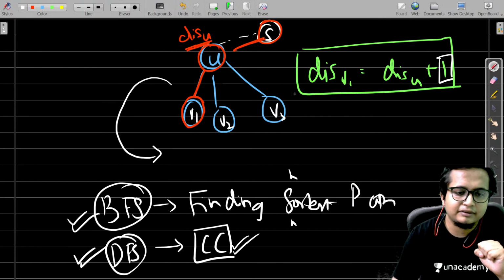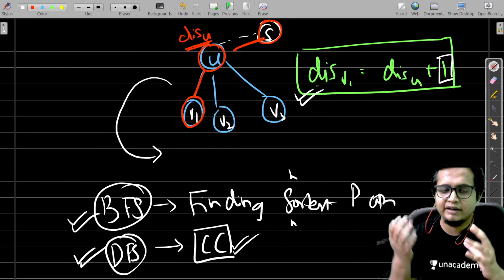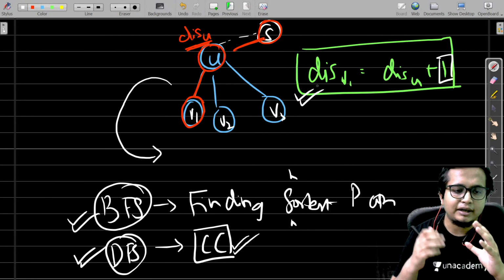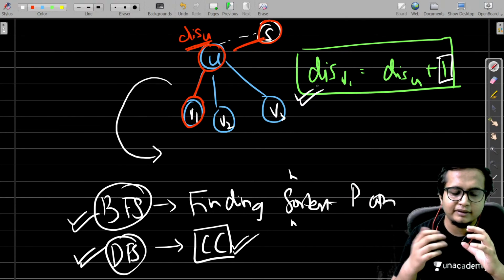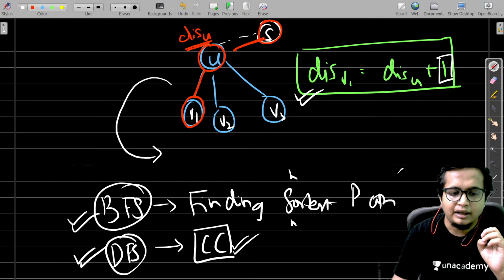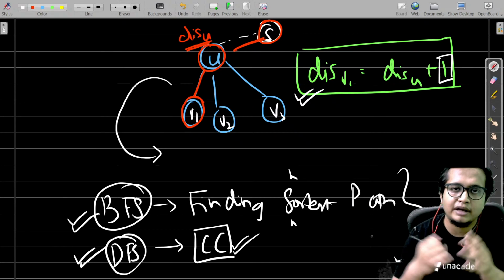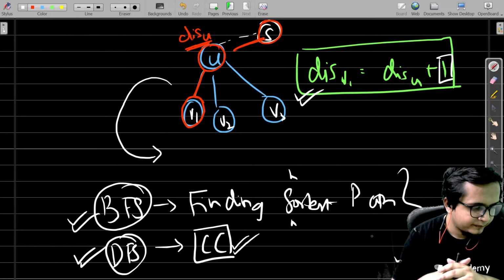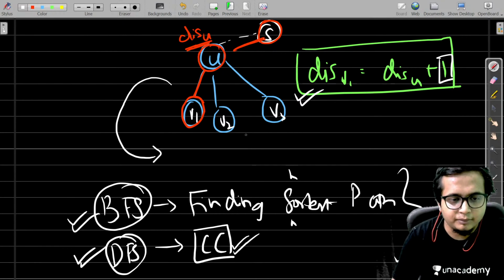Okay, and this is a concept that we use very frequently. So I'll just make sure that you guys are actually able to understand the entire concept, how we have written this relation, and when we actually use BFS and when we actually use DFS. Okay, so this is all about it.